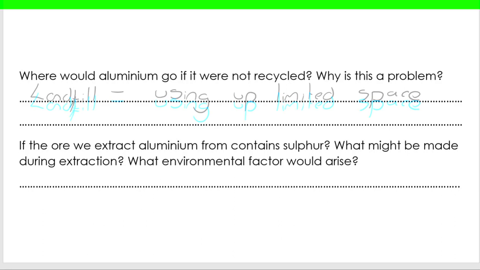If the ore we extract aluminium from contains sulfur, what might we make during extraction? What environmental factor would arise? So we're going back to some old work here on the environment. We're going back to the end of the Earth's atmosphere chapter, and it would be sulfur dioxide we would make, and that would cause acid rain.